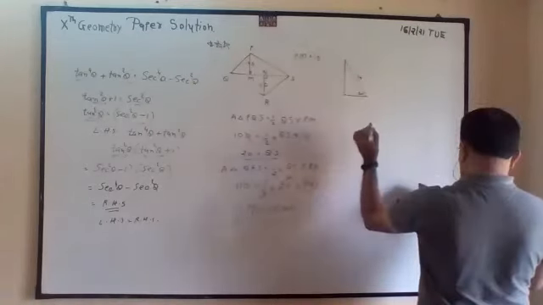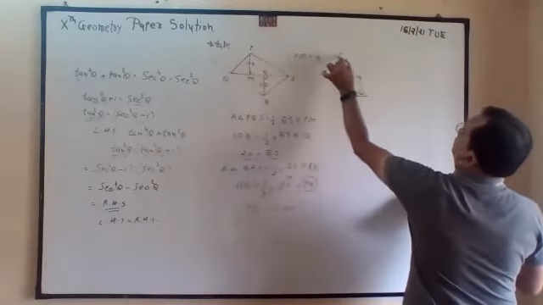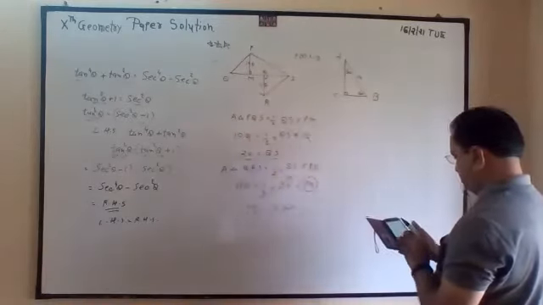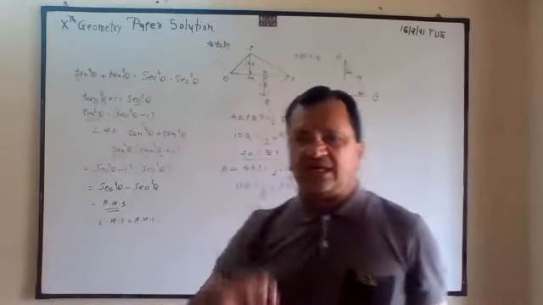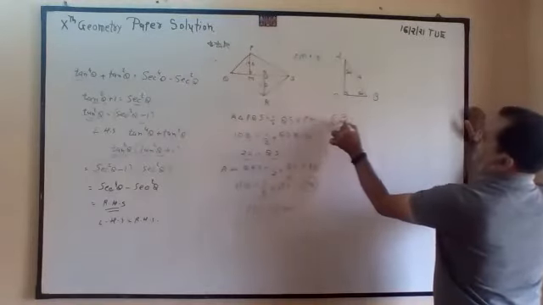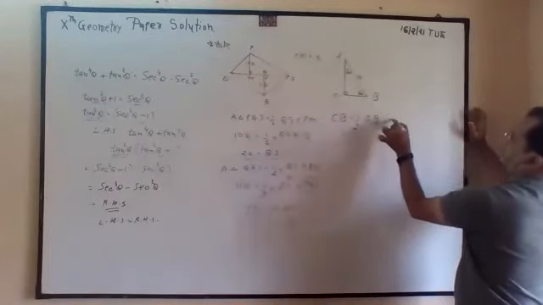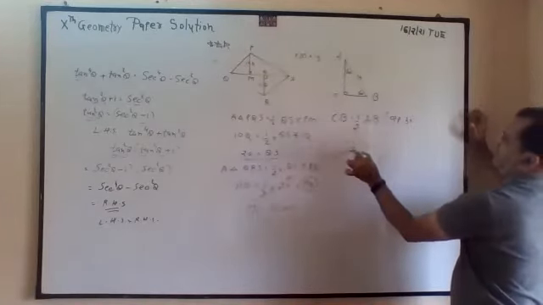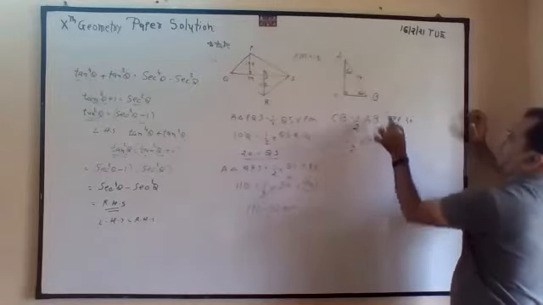60, 14, so it is automatically 30. A, C, B. Hypotenuse is given. Opposite to 30 is half of the hypotenuse. So opposite to 30 is CB, half of hypotenuse. So half of 14, so it is 7 centimeter.